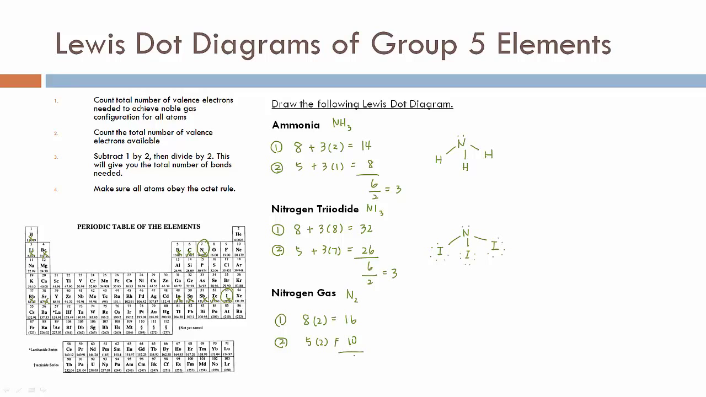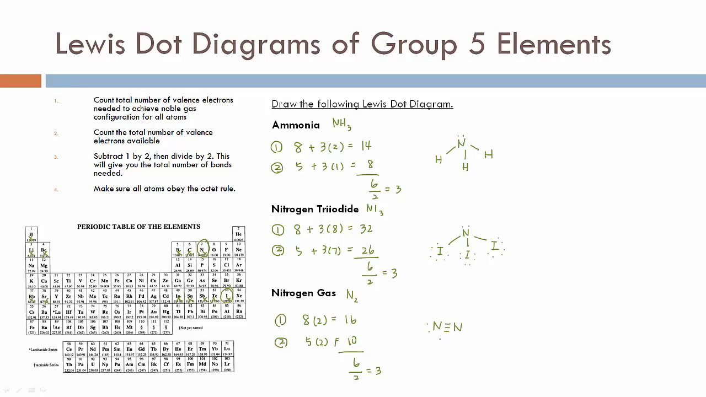If you do the subtraction, it's 16 minus 10, which is 6. Divide that by 2, and you get 3 bonds. 3 bonds are necessary to connect the 2 nitrogens together. So let's go ahead and write nitrogen with 3 bonds to nitrogen. Now consider the number of electrons around this nitrogen on the left-hand side. There are 1, 2, 3, 4, 5, 6 electrons. Let's go ahead and add the 7th and 8th electrons.